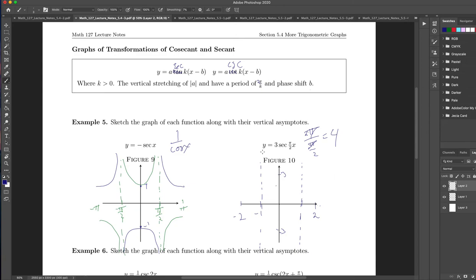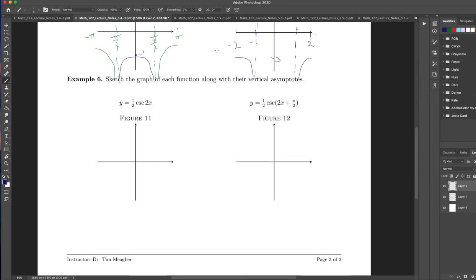When I draw this in, it will come in at 3 and head back out. Comes in, comes up to 3, and then it comes in and comes up to 3. Alright, and that's how we do these two secant ones. Let's go ahead and do some cosecant.